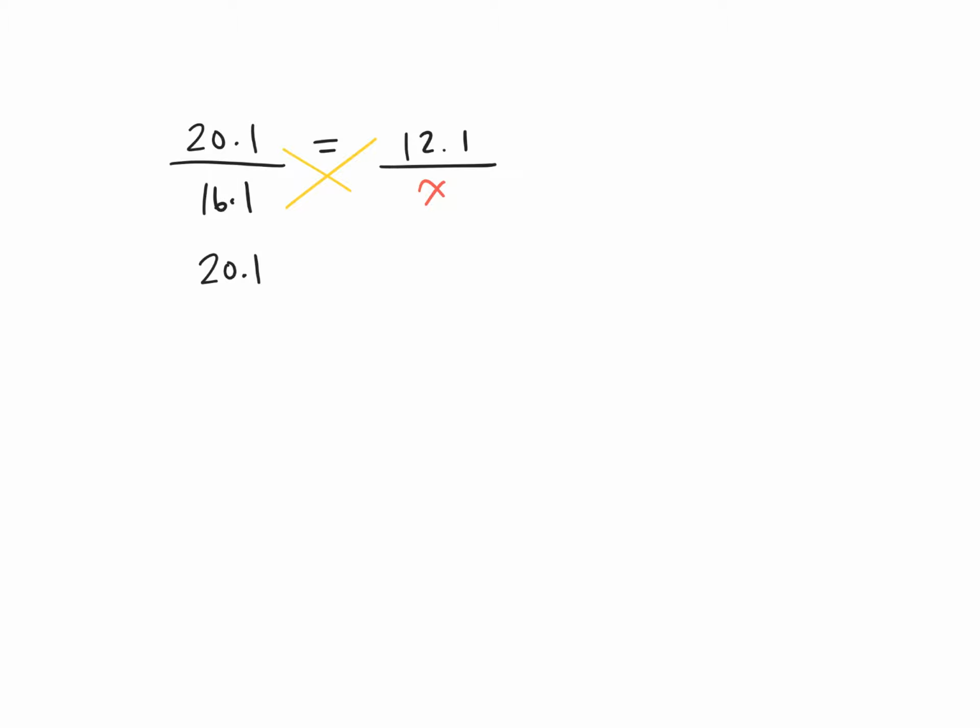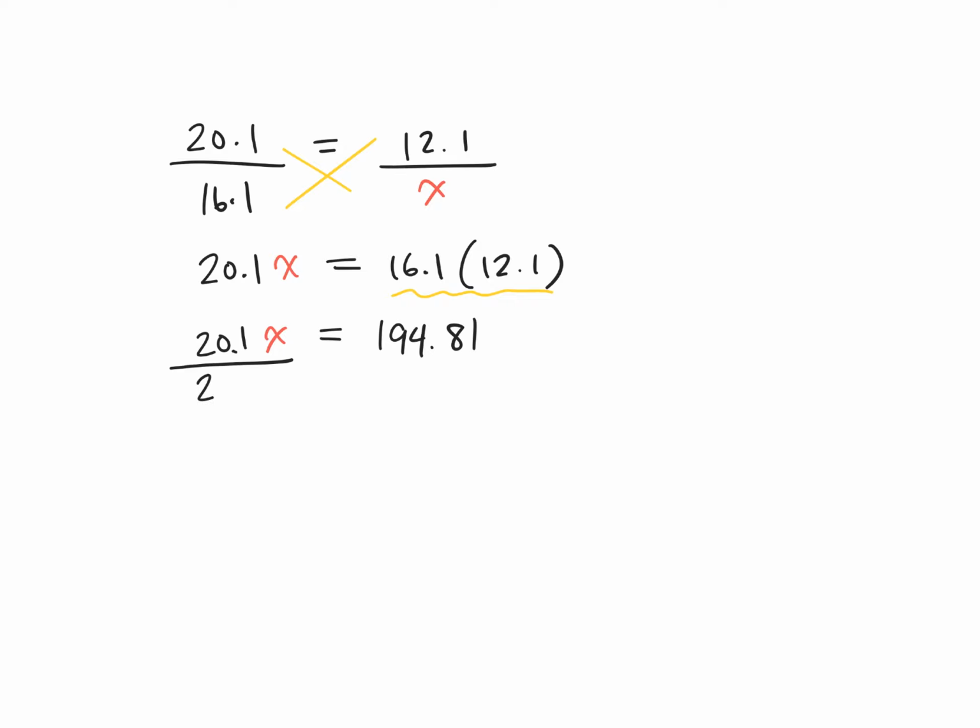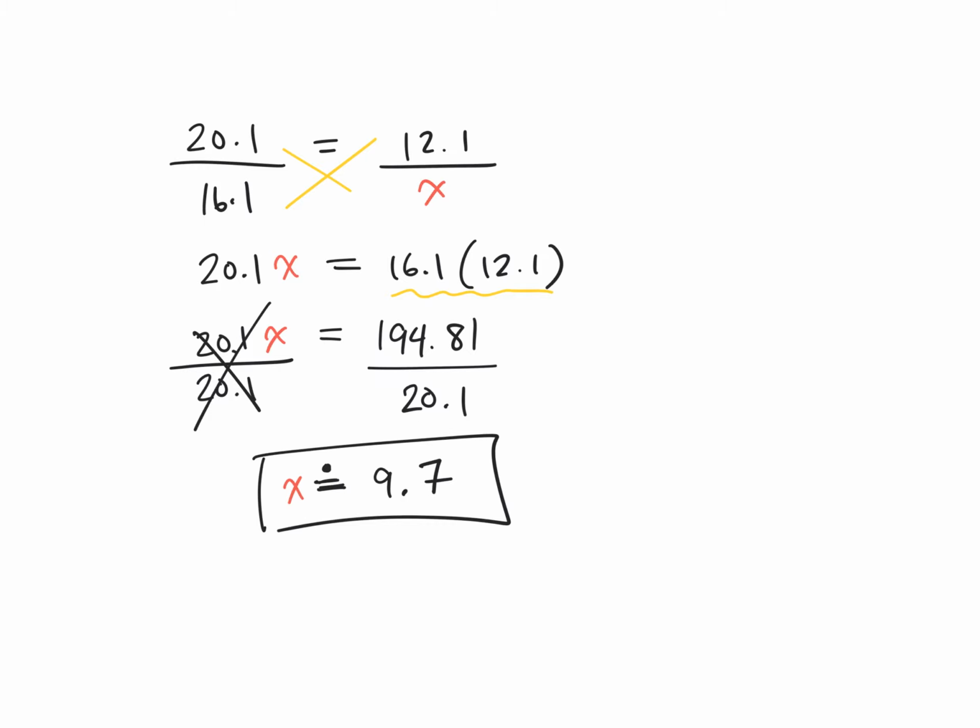20.1 times X is 20.1X equals 16.1 times 12.1. What is 16.1 times 12.1? Okay, so this is 194.81, but that's what 20.1X is equal to, so I have to divide by 20.1, because I'm trying to isolate X, which means I have to divide this side by 20.1, and what do you get? So we're going to round it off, approximately equal to 9, we'll round it off to 1 decimal place, so nearest tenth, 7. Now, if you're not sure what to round it to, go back and look at the question.